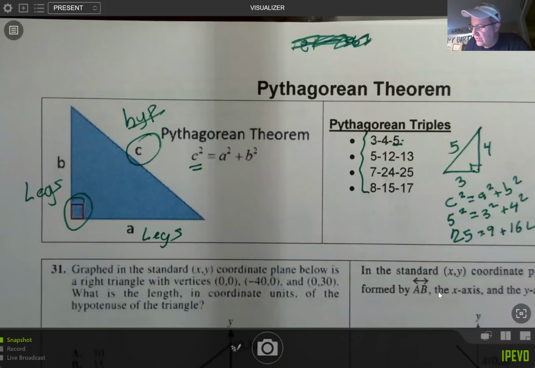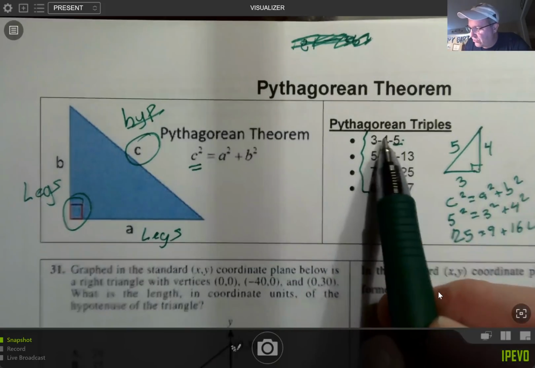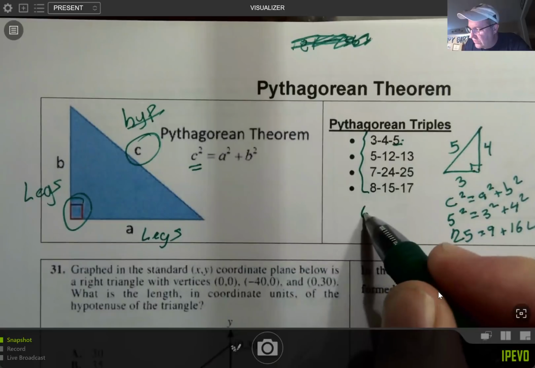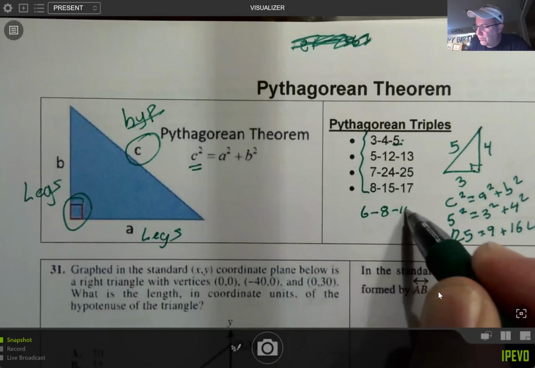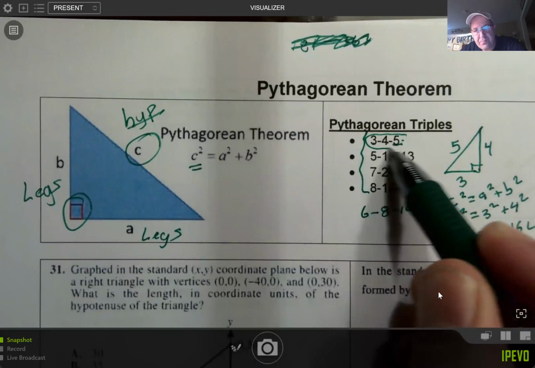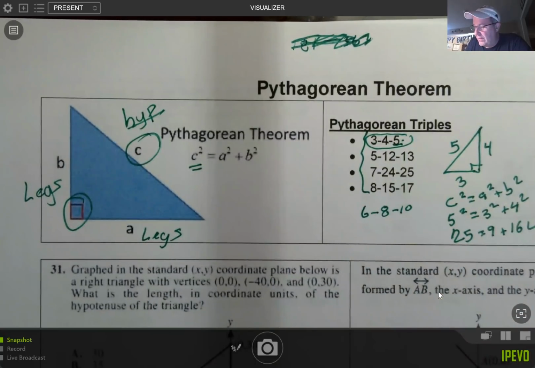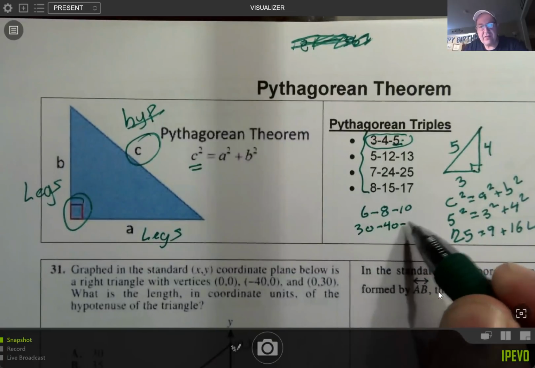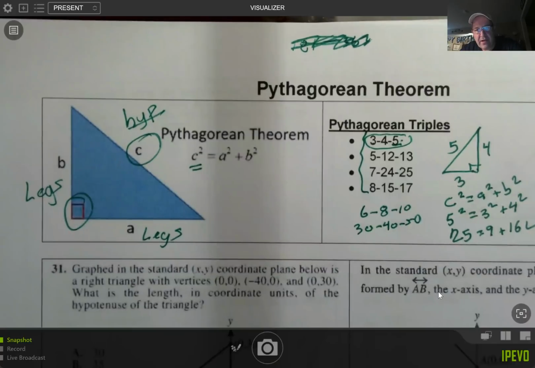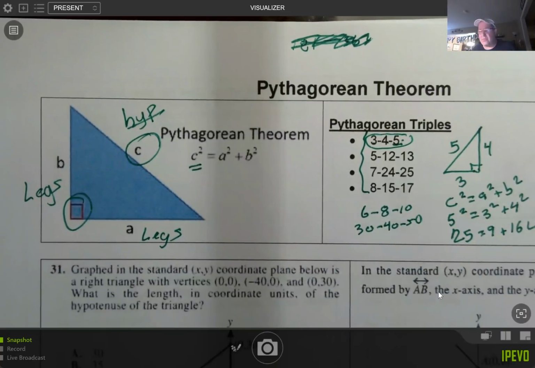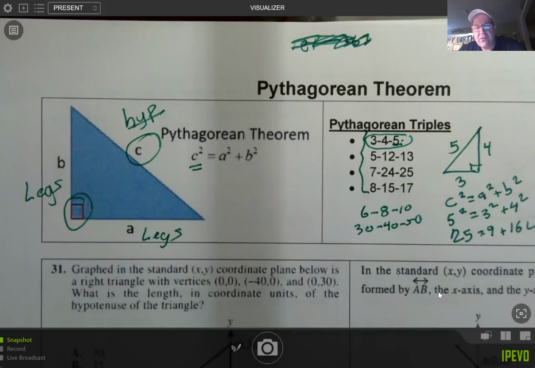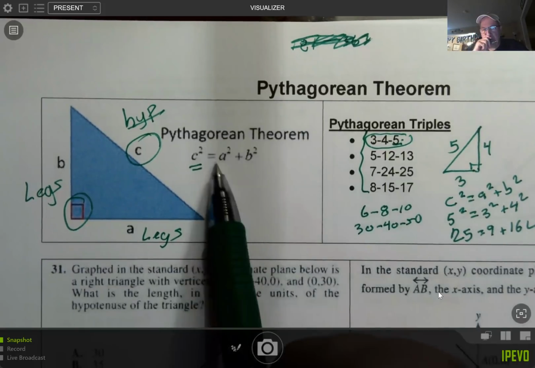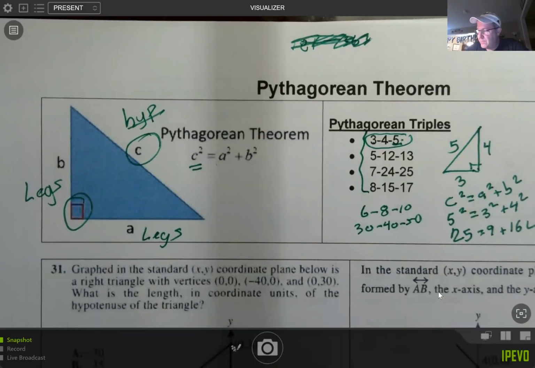Now, you should note that if 3, 4, 5 works, so would 6, 8, 10, right? If I were to multiply all of those by 2, or if I were to multiply them by 10, 30, 40, 50, and so on, it would work out. So what I'm going to try to do is make sure we're always using those Pythagorean triples whenever possible. And when we can't use them, then we'll use the Pythagorean theorem, okay? But the goal is to try to get through questions a little quickly.